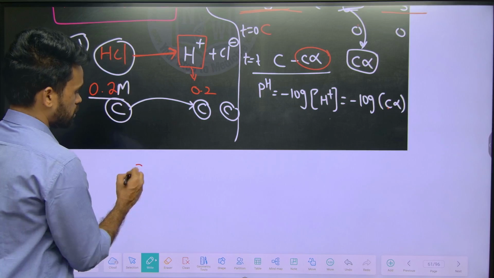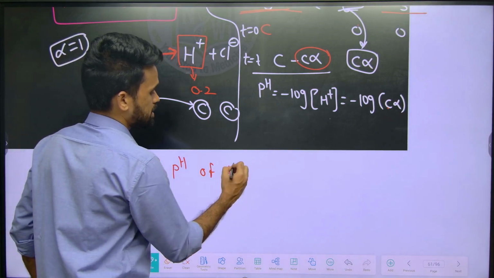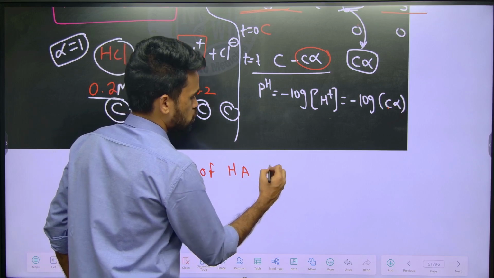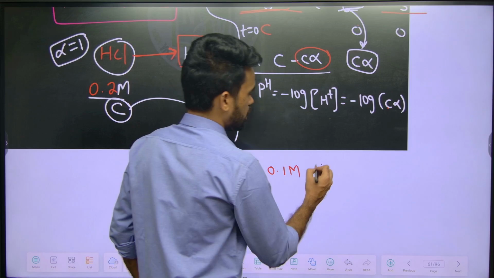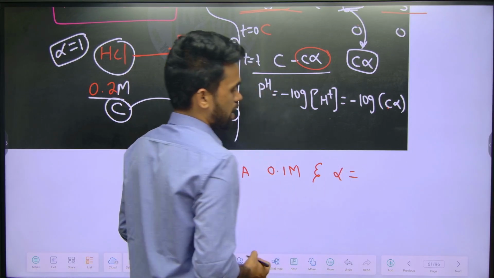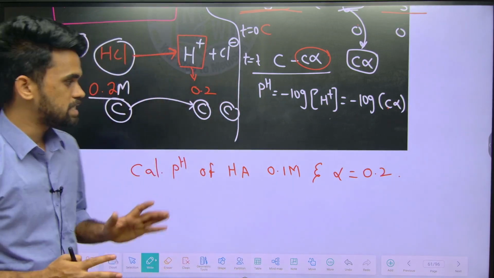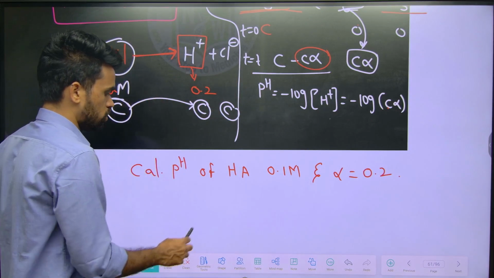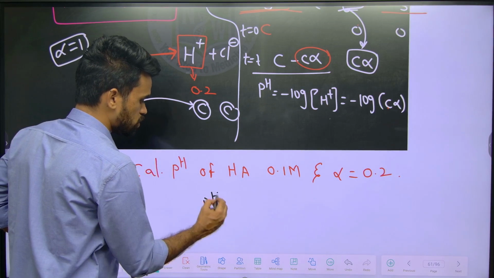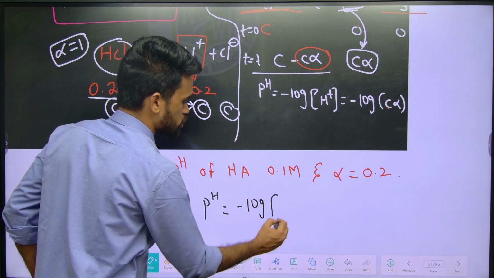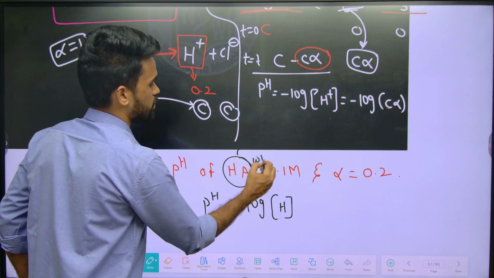Calculate pH of acid HA having 0.1 molar concentration and degree of dissociation given as 0.2. So this is the data provided. What are you going to do now? So pH, how can we get this pH? pH is equal to minus log concentration of H plus. See, I told you HA is a weak acid.